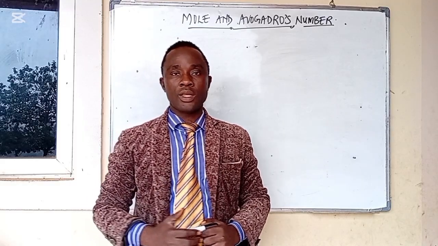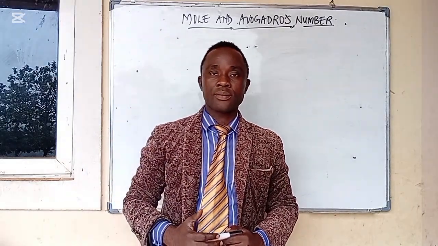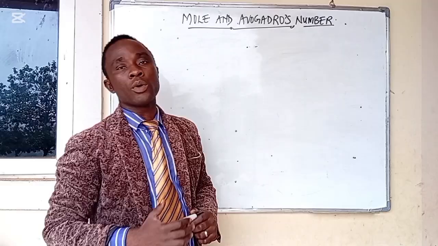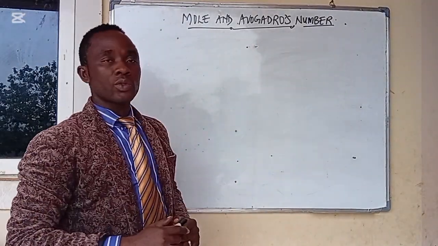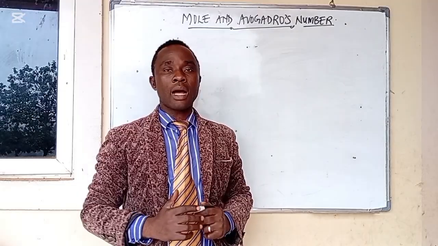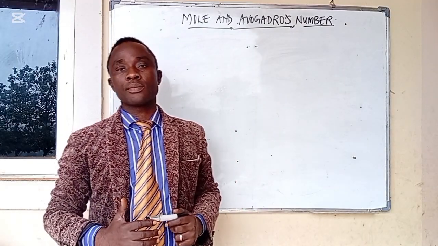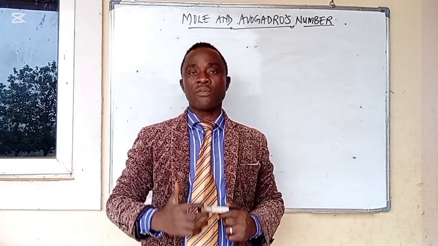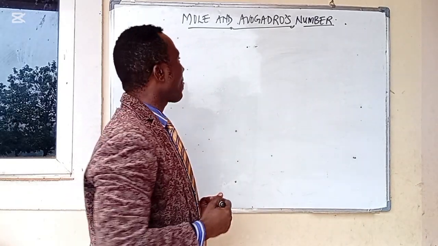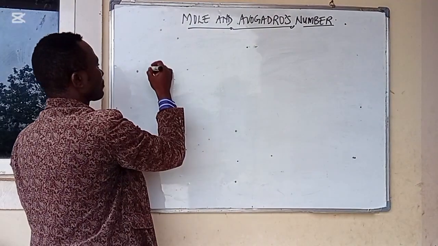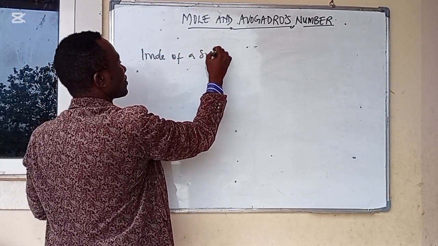Now, in my class today, I'm going to be continuing on stoichiometry. The aspect of stoichiometry I want to continue on today is mole and the Avogadro's number. That is to say, what is the relationship between 1 mole of a substance and the Avogadro's number?